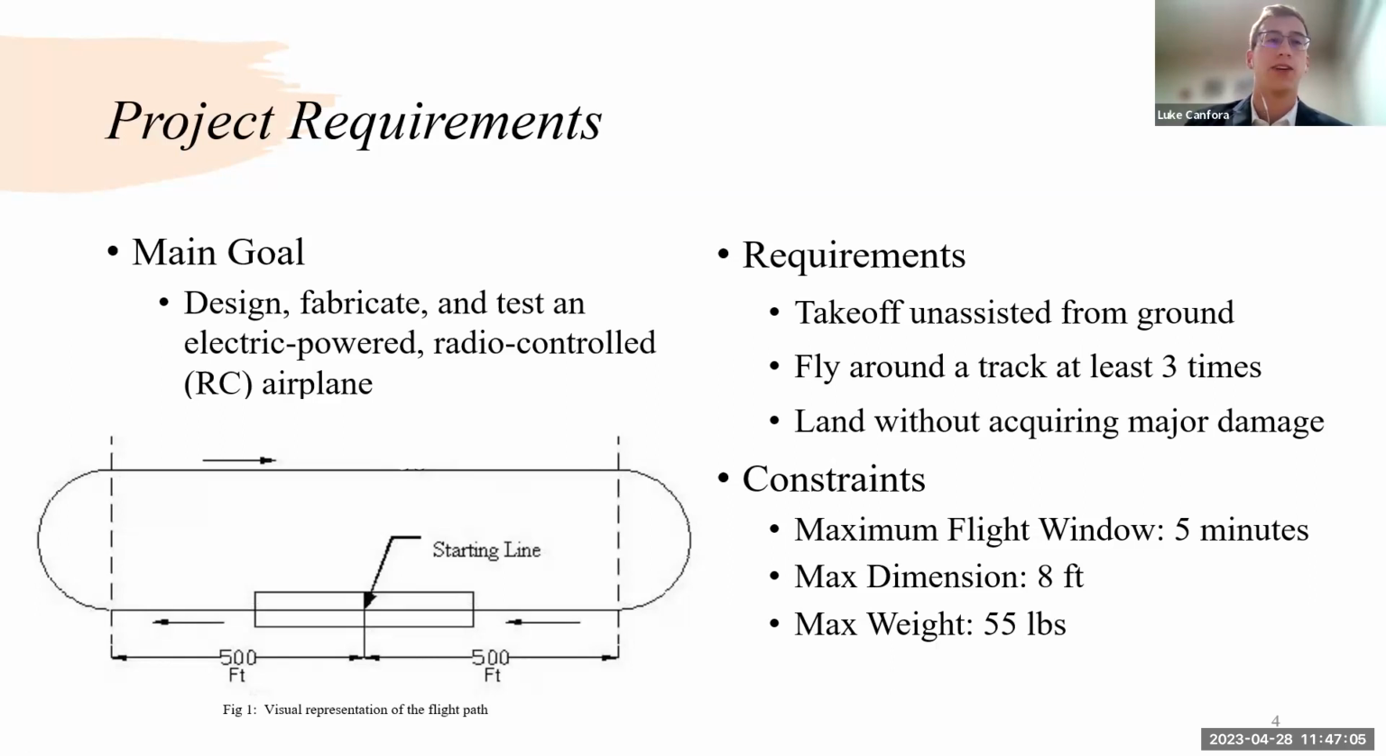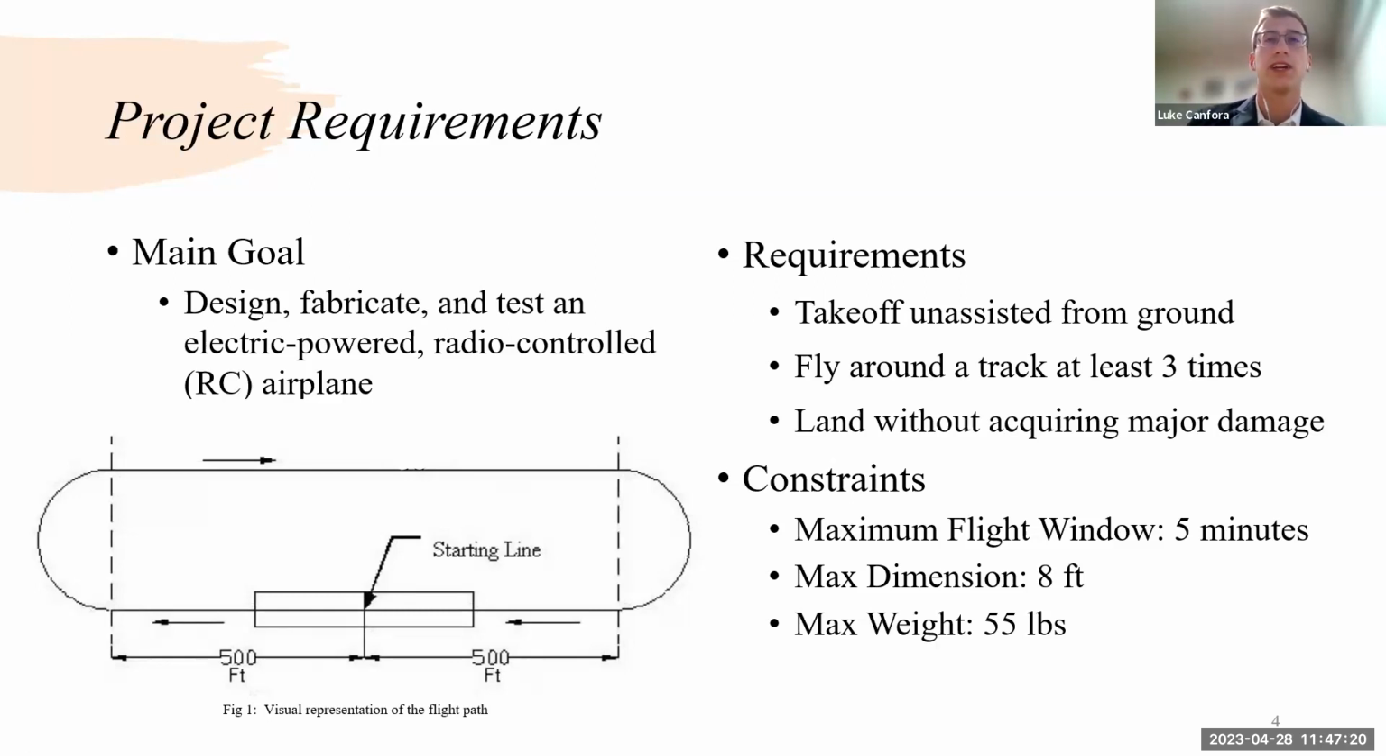It needed to fly around a track, which you can see on the slide. It had to go around 3 times. This was later reduced to just a single lap for ease of flight. And it also had to be able to safely land without acquiring any major damage.